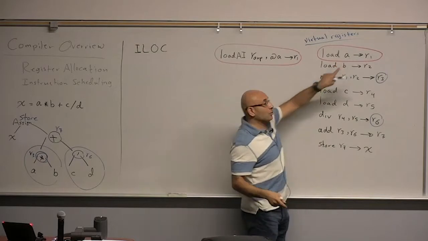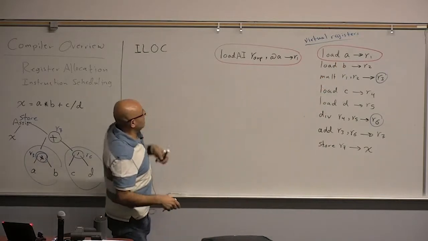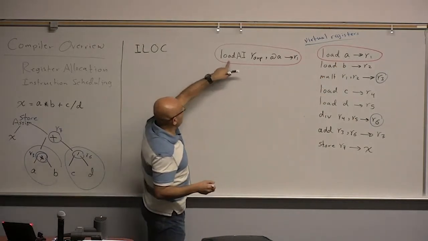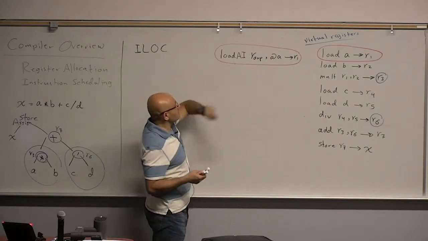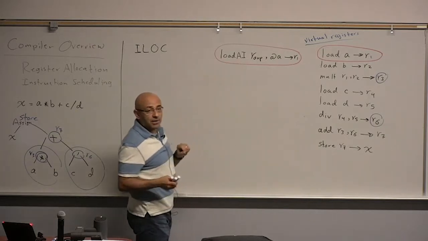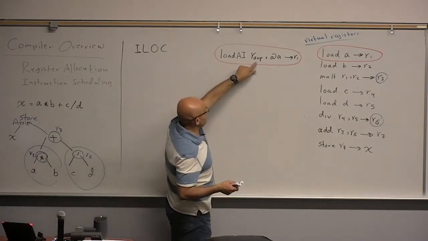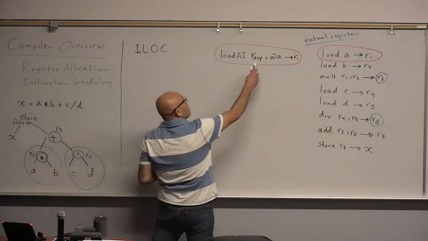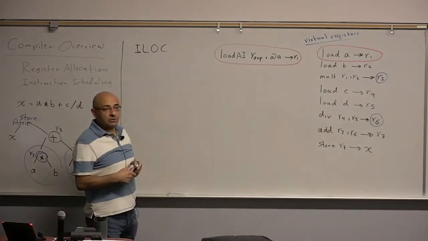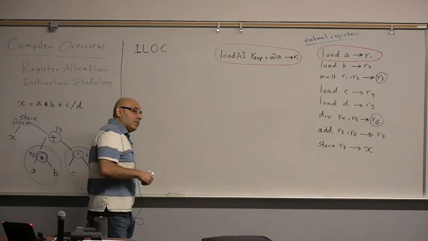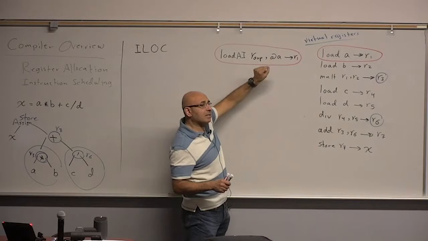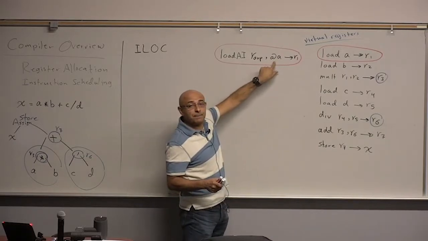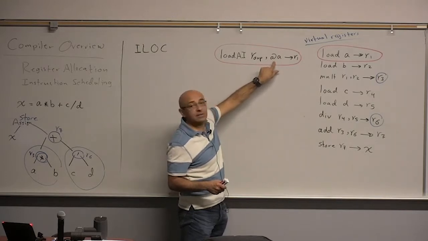This is a shorthand for this. What does this mean? So this is load address immediate. This is a load instruction that takes an address and an immediate operand. The address is in a register. This register has a pointer to the activation record for the current routine that we are compiling. And this address of A, this is an immediate number that represents what? It's just a number that's the offset, exactly. The offset of variable A.